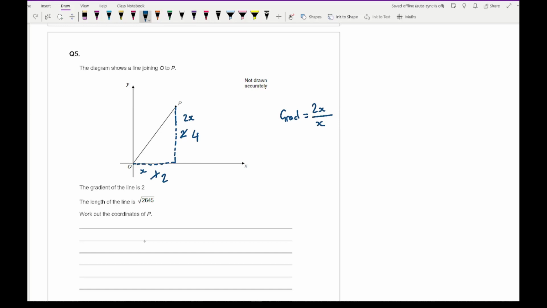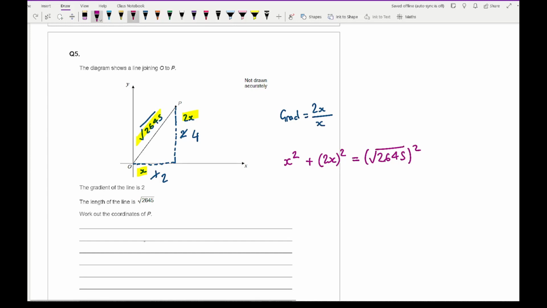Then we know that the length of the line OP is the square root of 2645. So if we use, this is the height, this is the base, and this is the hypotenuse, we can use Pythagoras to work out what x is going to be. So here what we've got is x squared plus 2x squared equals the square root of 2645 all squared.